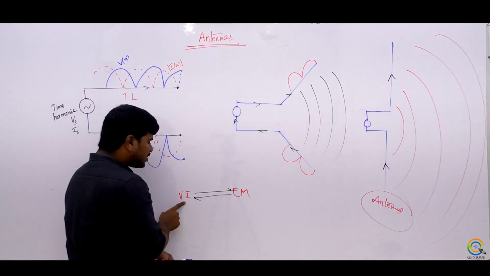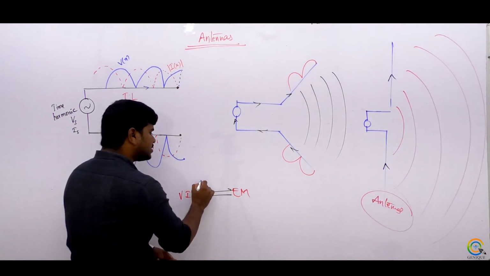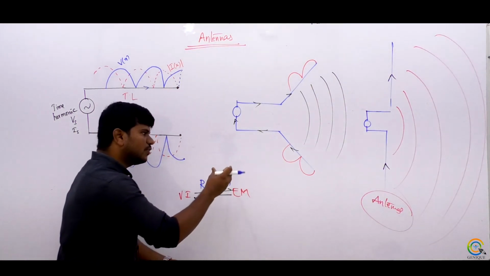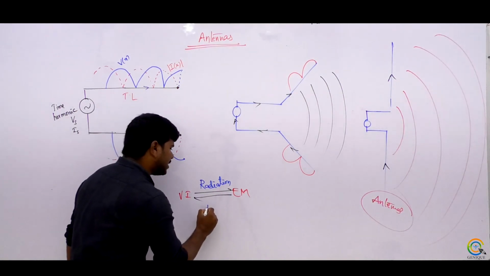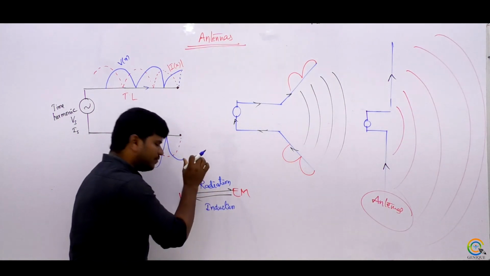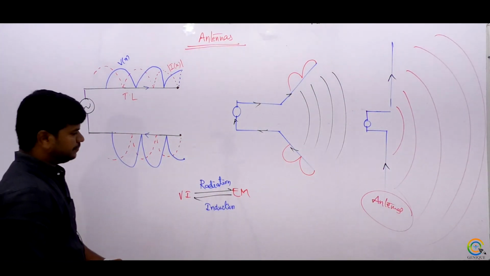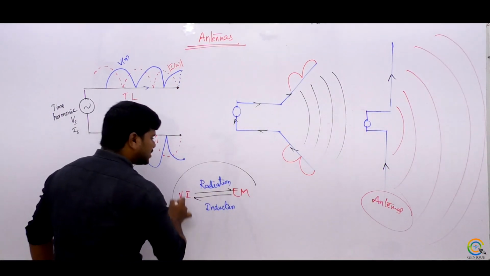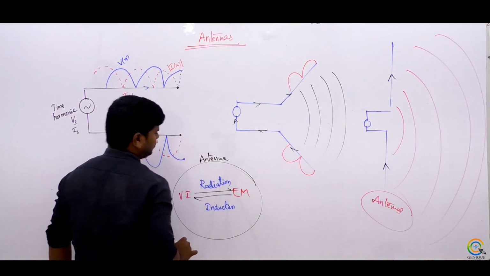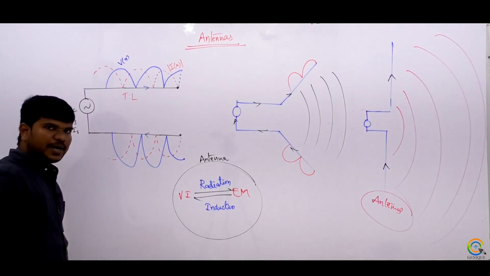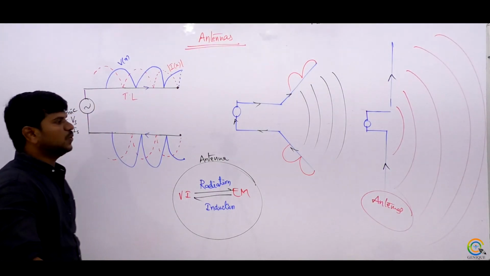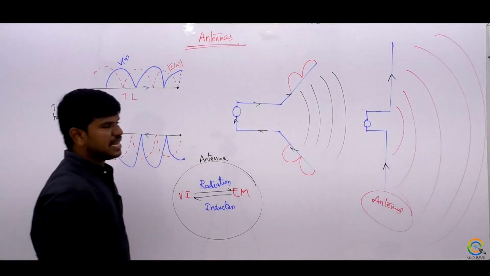The process of conversion of VI waves into EM waves is called radiation, and the process of conversion of EM waves into VI waves is called induction. Because of these EM waves, the voltage and currents are induced on the line. The entire process is operated by this antenna. It is a radiating element and also a receiving element. This is the story behind these antennas.